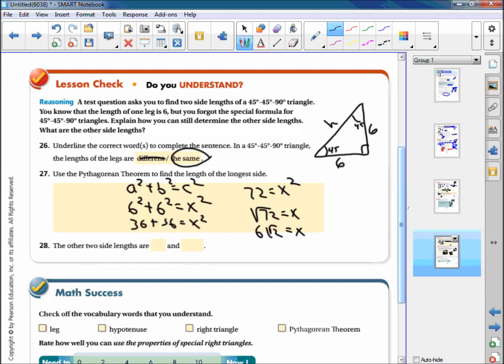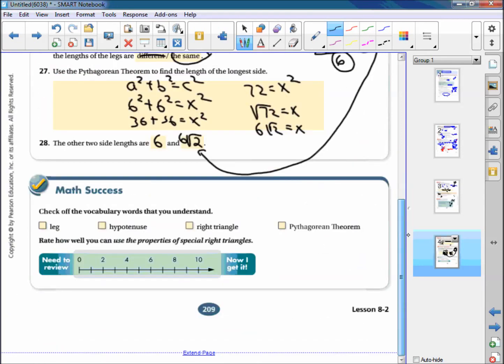All right, so the other two side lengths are 6 and 6 root 2, which makes sense to us because we know that the hypotenuse in a 45, 45 degree triangle should be the square root of 2 longer than a leg. So square root of 2 times 6, which is the same answer we got here. Okay. All right, so check off the vocabulary words that you understand. You should definitely have leg and hypotenuse and right triangle and Pythagorean theorem. Those are all old ones, nothing new here.